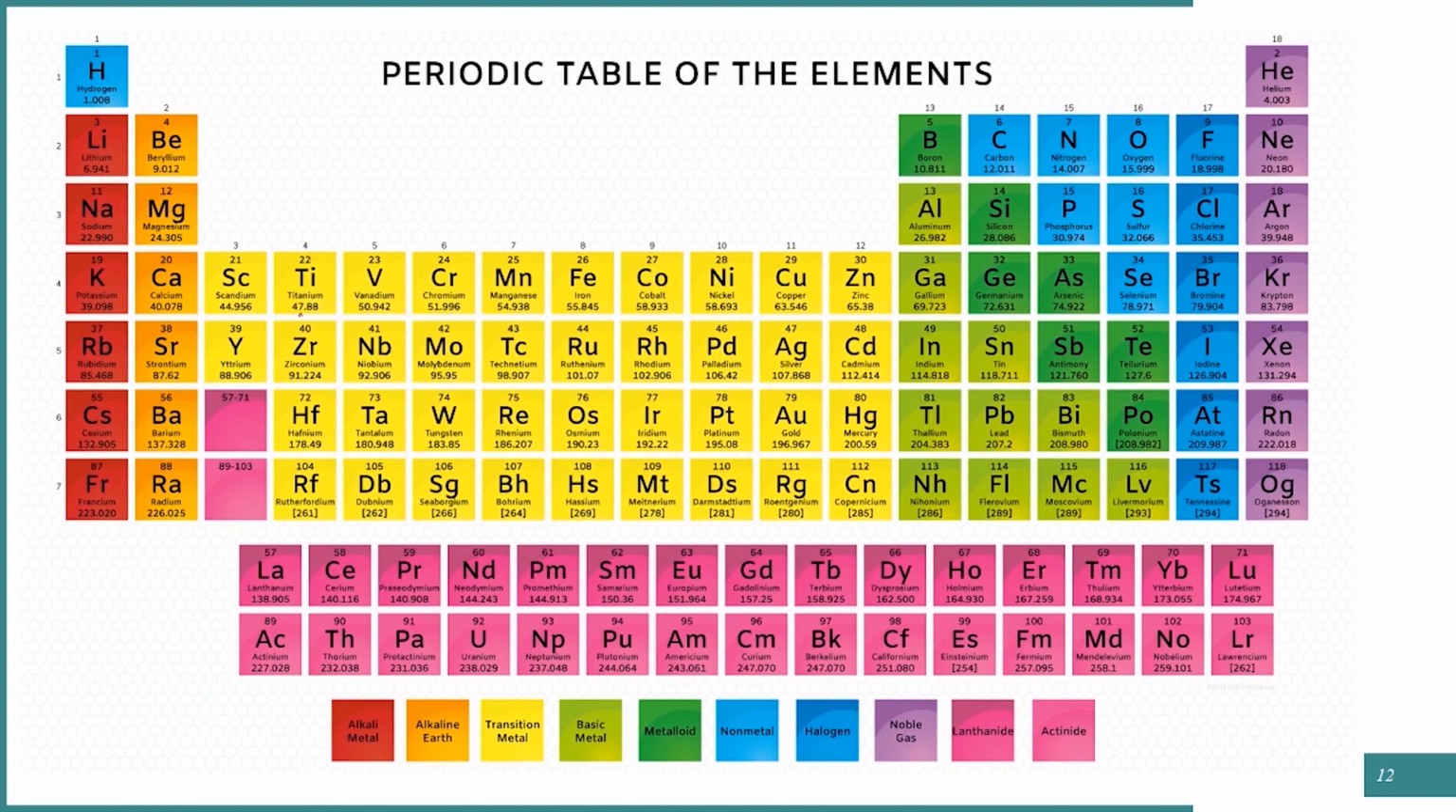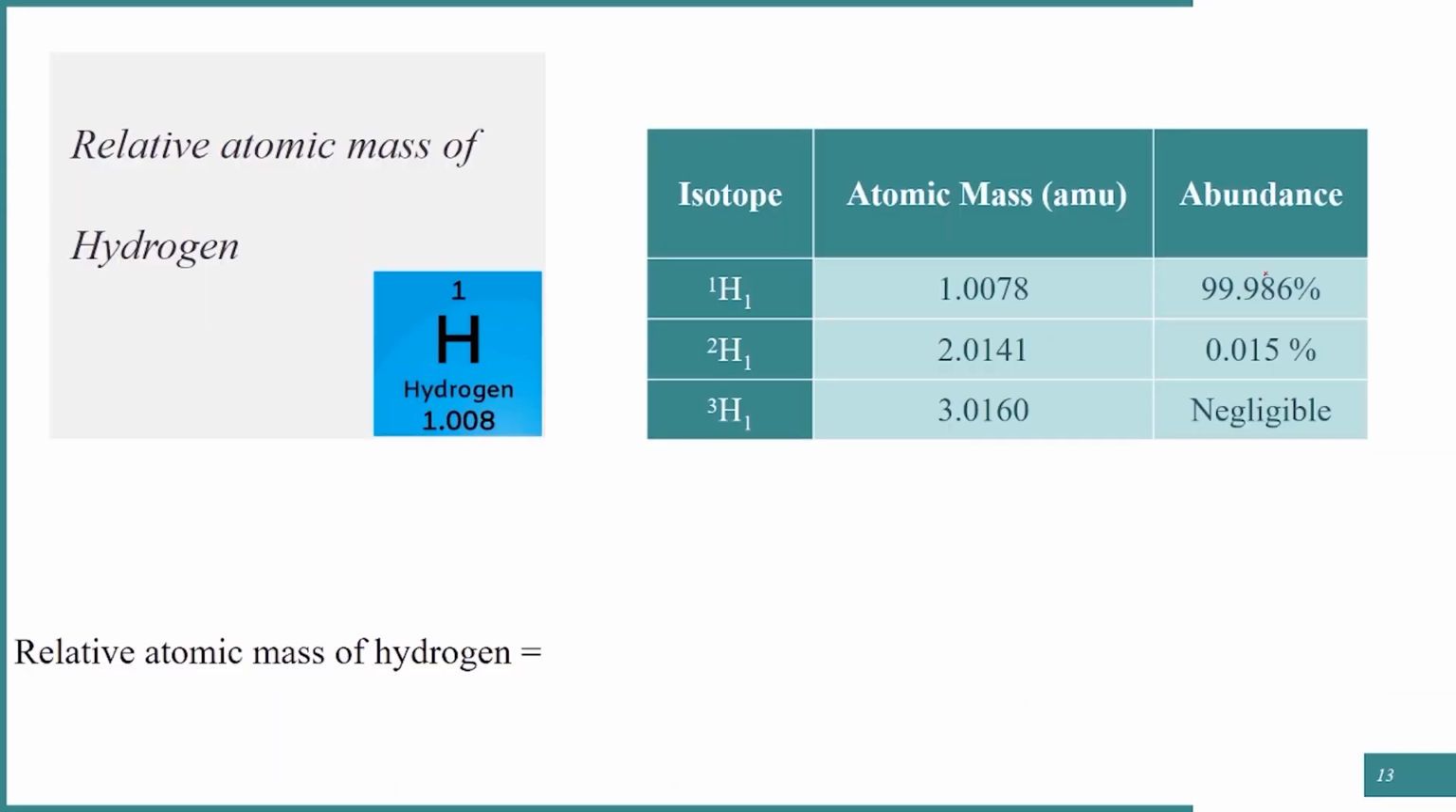If you look at carbon in the periodic table, you should expect the atomic mass of carbon to be equal to 12, oxygen equal to 16, and chlorine equal to 35.5. Instead, what you see is 12.01 for carbon, 15.999 for oxygen, and 35.45 for chlorine. The reason for the difference is that most naturally occurring elements, including carbon, have more than one isotope.